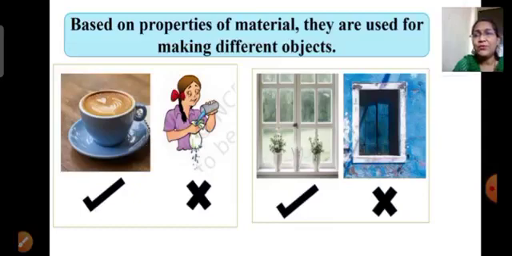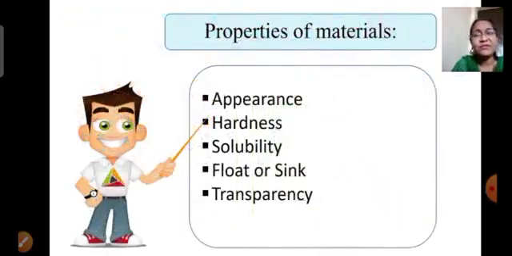So now we know that based on the property of a particular material, it is used for making different objects. Now we will study the properties of materials. Different properties which we will study are appearance, hardness, solubility, whether the material floats or sinks in the liquid, and its transparency. But in today's session, we will see only 2 properties of materials, and the remaining properties we will study in the next coming sessions.